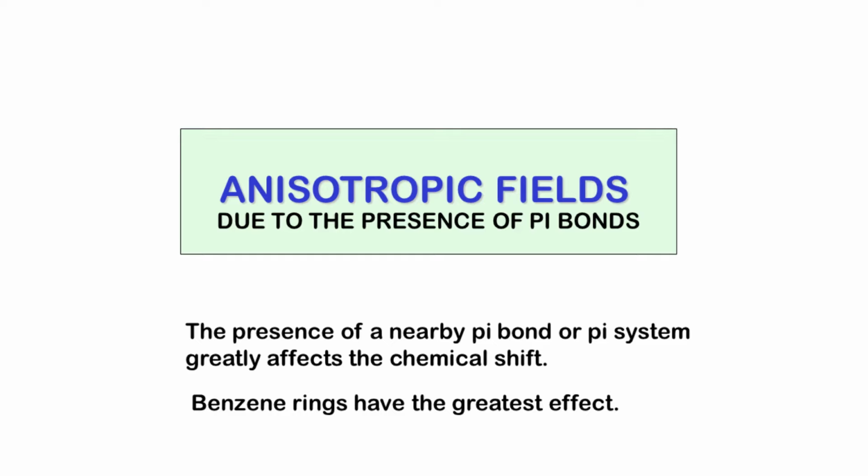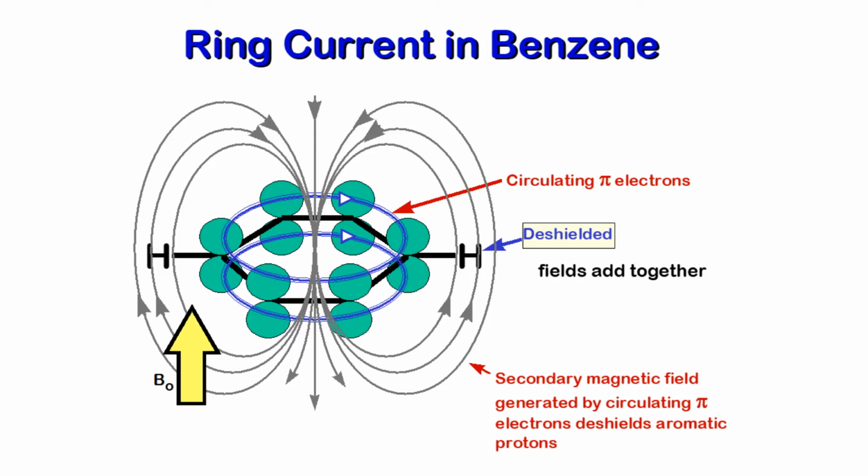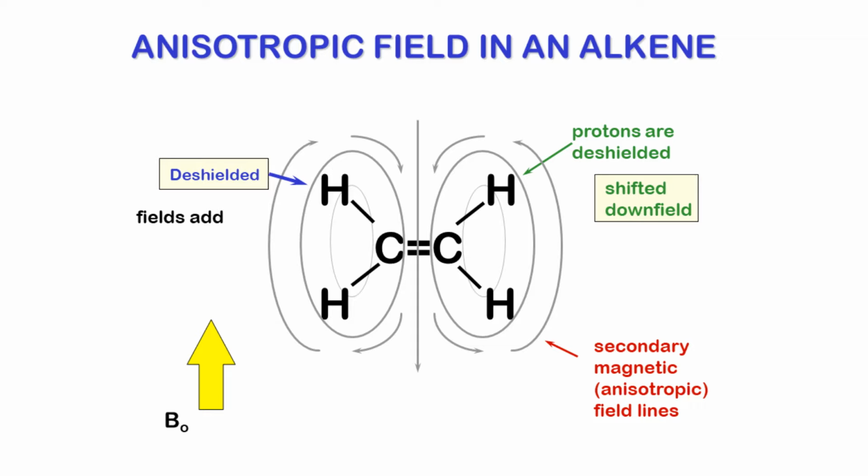Anisotropic fields, due to the presence of pi bonds, greatly affect the chemical shift. Benzene rings, in particular, have the most significant impact. In benzene, circulating pi electrons create a ring current, generating a secondary magnetic field that deshields aromatic protons, adding to the overall field. In alkenes, the anisotropic field causes protons to be deshielded, shifting them downfield in the NMR spectrum due to the secondary magnetic field.